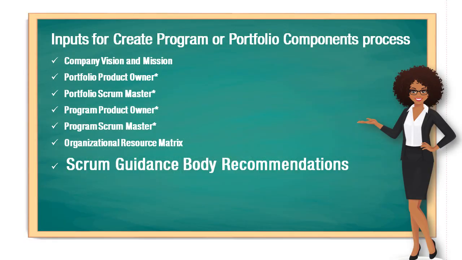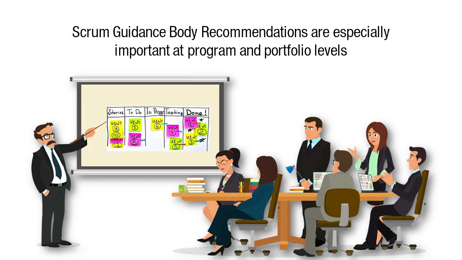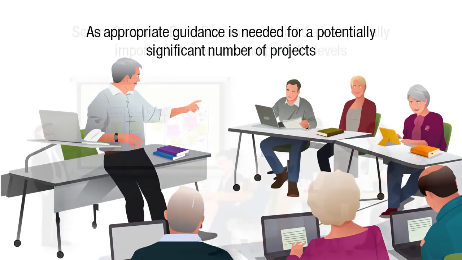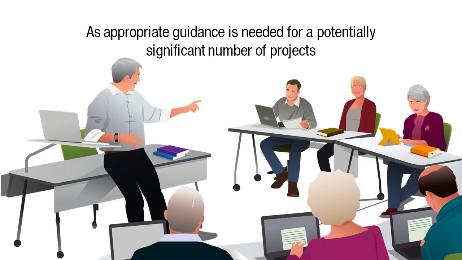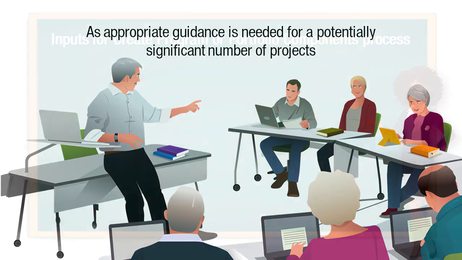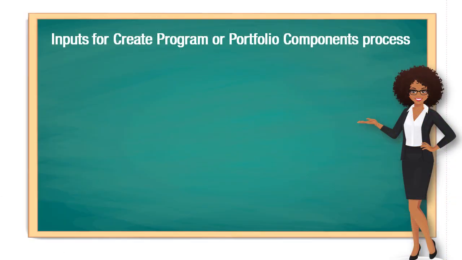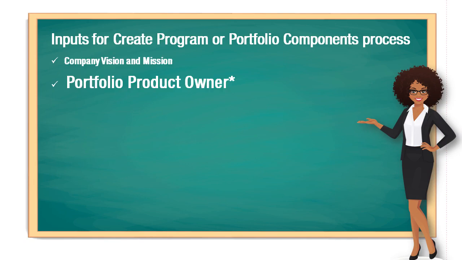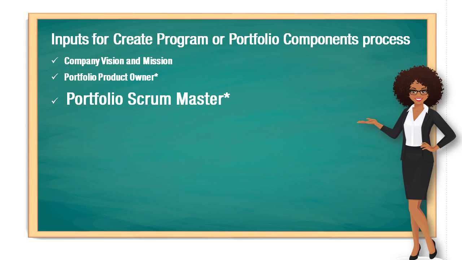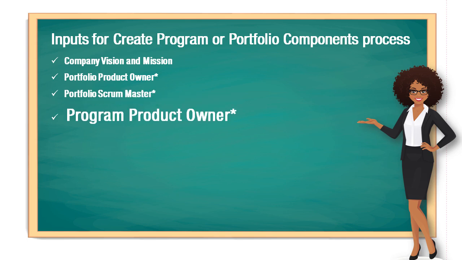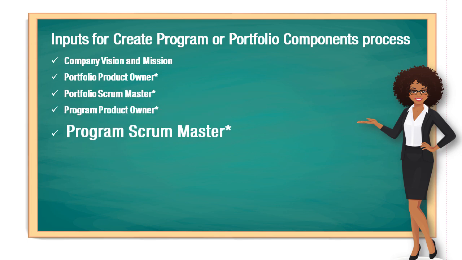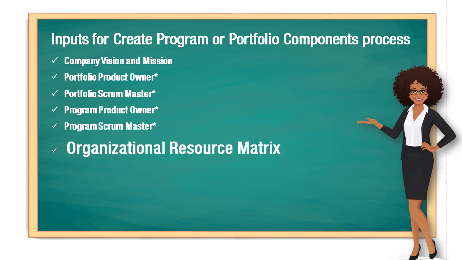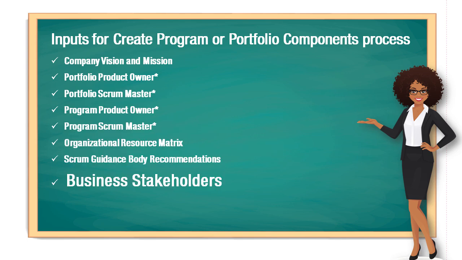The next input is Scrum Guidance Body recommendations. Scrum Guidance Body recommendations are especially important at the program and portfolio levels as appropriate guidance is needed for a potentially significant number of related projects. Other key inputs of this process, which are covered in other videos of this course, are Portfolio Product Owner, Portfolio Scrum Master, Program Product Owner, Program Scrum Master, Organizational Resource Matrix, and Business Stakeholders.